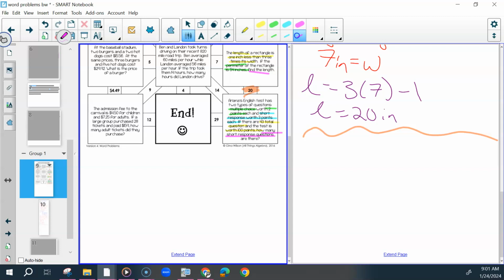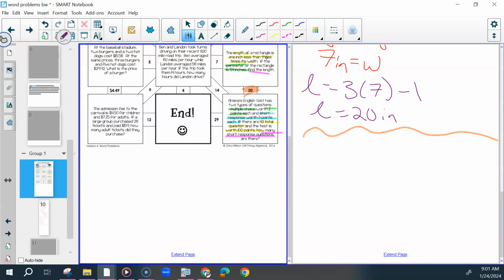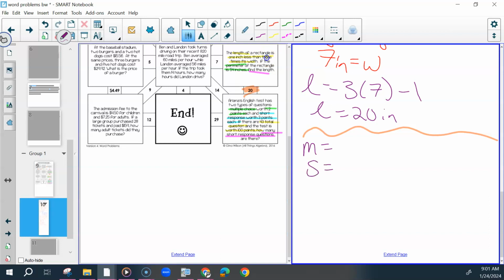So what do we want to call our variables? I heard M and S. Sure. And M and S would represent what? Multiple choice and short question. What about it? Not the words, because we know that. Number of points? Not points, but how many multiple choice, how many short response.